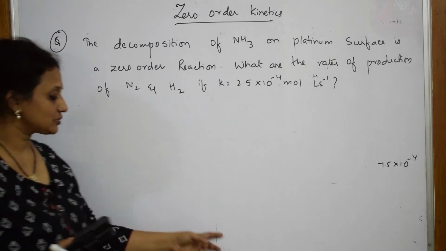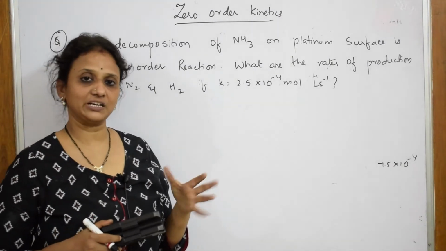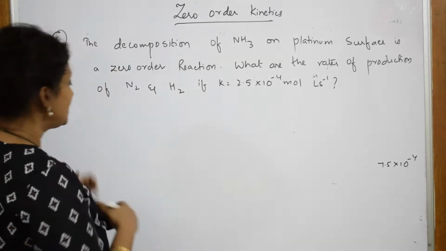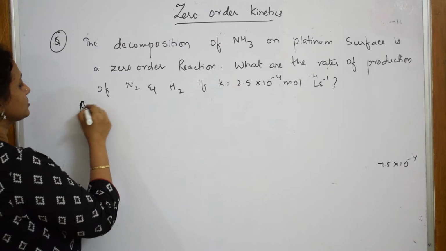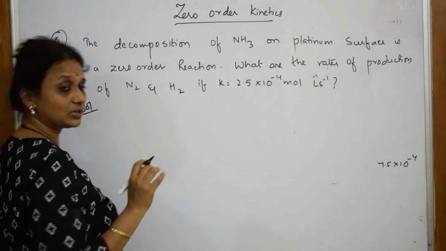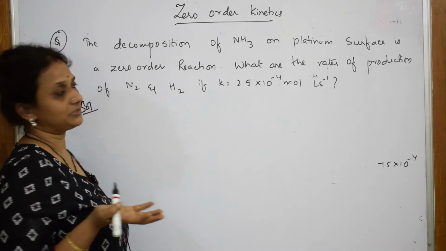So what do they want us to find out? They want us to find out the rates of the production of N2 and H2, correct? Now let us write. As soon as such question is given to you, try to first write your solution. Try to first write the equation. What equation? Stoichiometric equation. What is stoichiometry? A balanced equation.